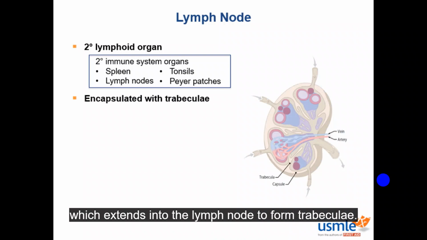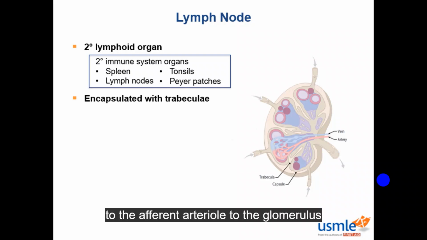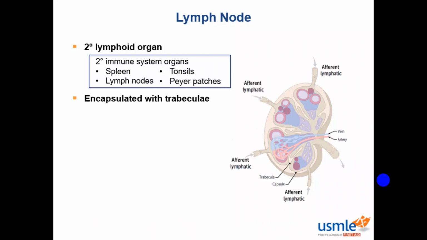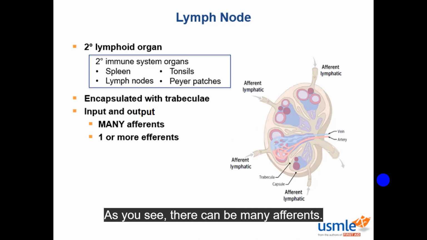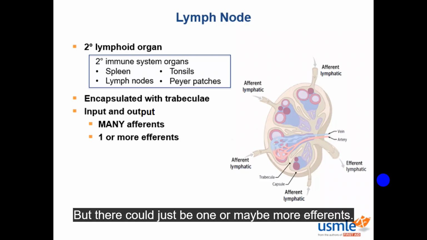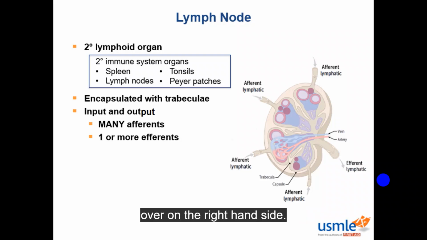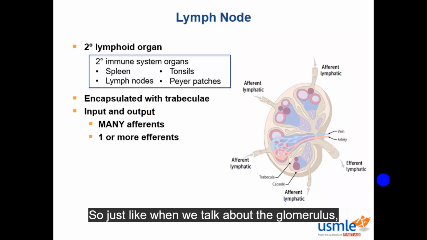Also, when we talk about renal blood flow, which goes from the renal artery, eventually to the afferent arteriole, to the glomerulus, and the efferent arteriole to exit the glomerulus, well, rather than blood, the lymph travels through similar afferent and efferent lymphatics, just as you can see labeled here. As you see, there can be many afferents, but there could just be one or maybe more efferents. There's the one afferent lymphatic over on the right-hand side. So just like when we talk about the glomerulus, the A in afferent should make you think of arriving, and the E in efferent should make you think of exiting.